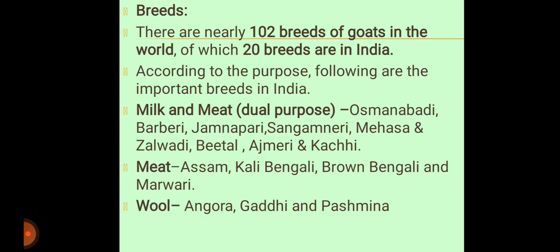Then meat purpose: Assam, Kali, Bengali, brown Bengali, and Marwari. Then wool purpose: Angora, Gaddi, and Pashmina.